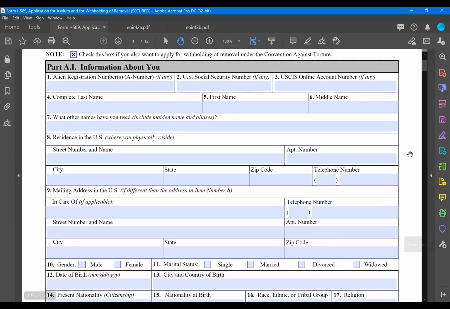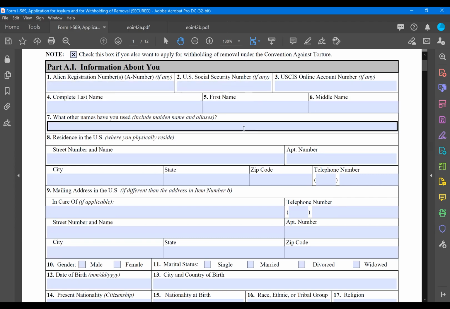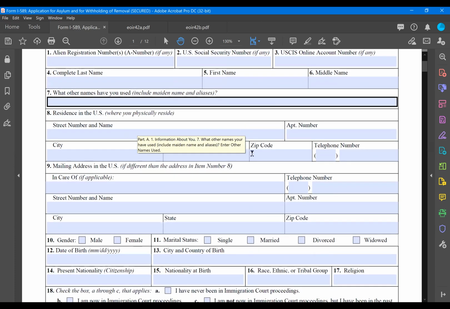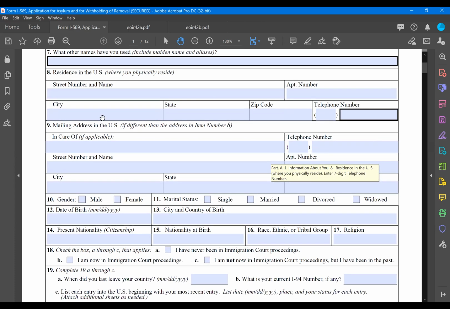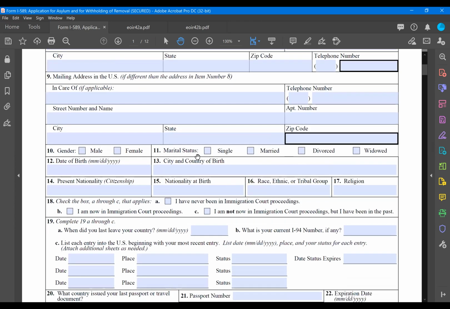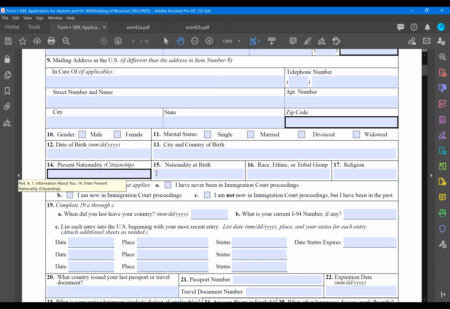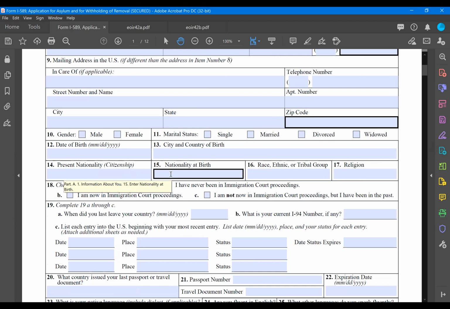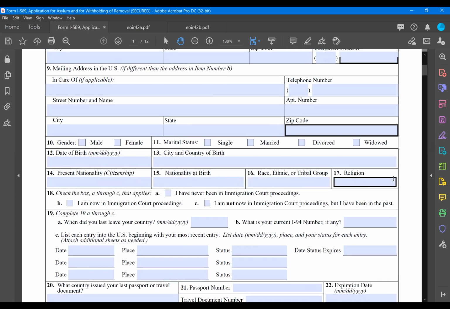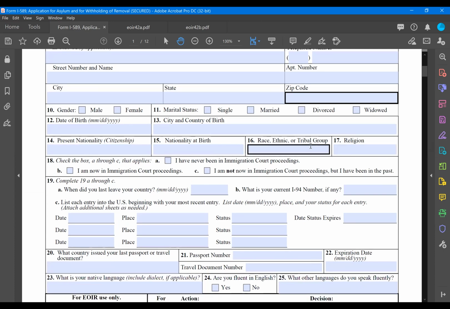The beginning of the form is really pretty simple. Basic information: A number, social security number, name, other names used, your address in the US and phone number, mailing address if it's different, gender, marital status, date of birth, place of birth, nationality, and nationality at birth, almost always the same, but not always. And then 16 and 17 are pretty important because your asylum claim can be based on your race or ethnic or tribal group, or it can be based on your religion. Even if the particular claim is not based on either of those things, we need to list it there.